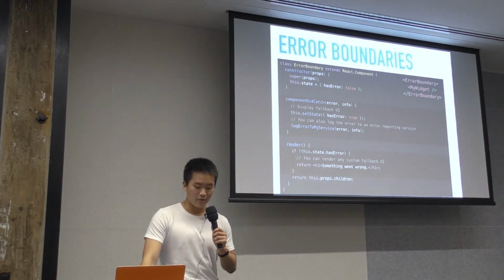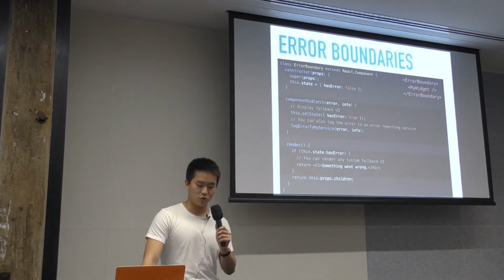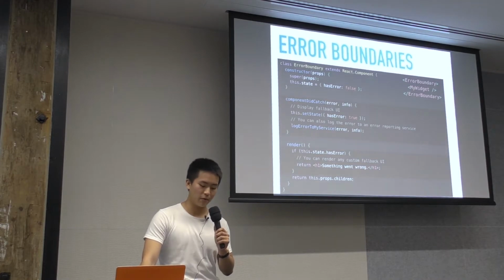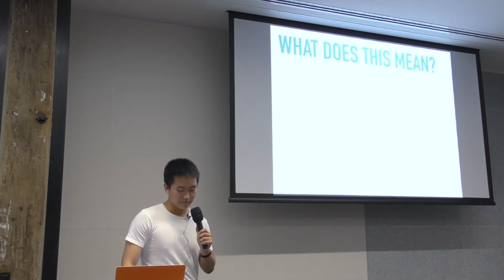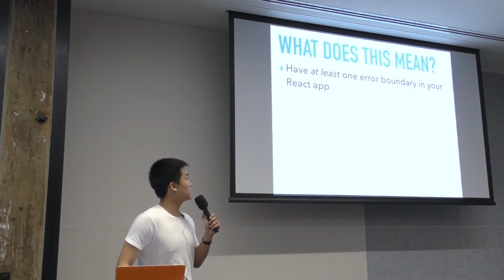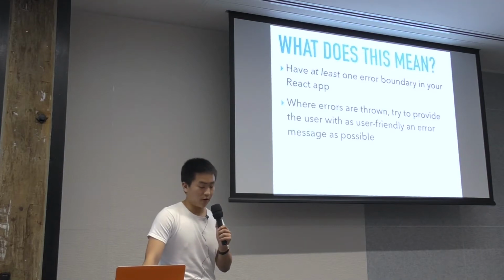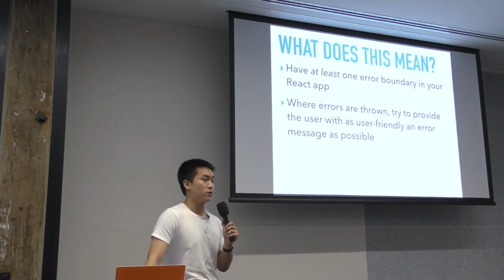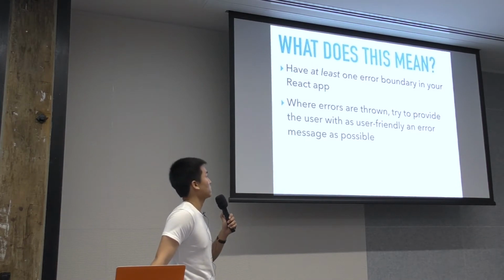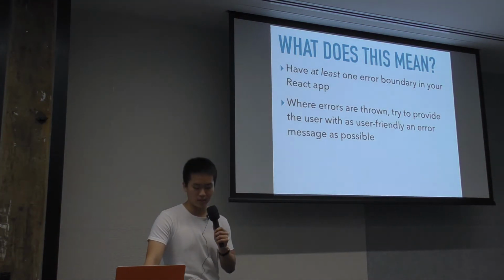And then if any errors were thrown in the wrapped component or any of its children, these errors would be caught by the componentDidCatch method of your error boundary. So what does this mean? It means you should have at least one error boundary within your React app, preferably more. When an error is thrown, you should look to use componentDidCatch in your error boundary, and as per UX design guidelines, provide the user with as user-friendly an error message as possible.